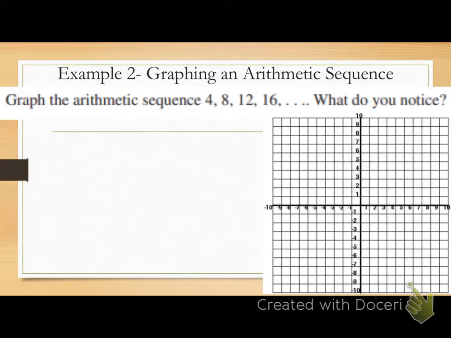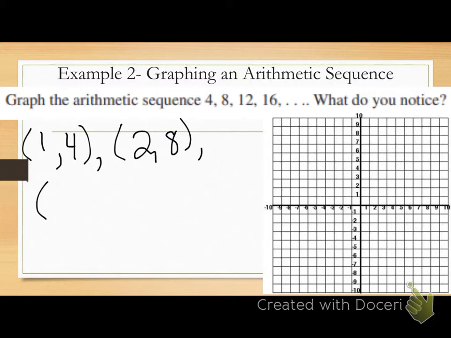Graph the arithmetic sequence 4, 8, 12, 16. Raise your hand if you can give me my first ordered pair. 1, comma 4. 4 is my first term, so the x value is 1. And I use the actual number itself for the y value. The second ordered pair? 2, comma 8.